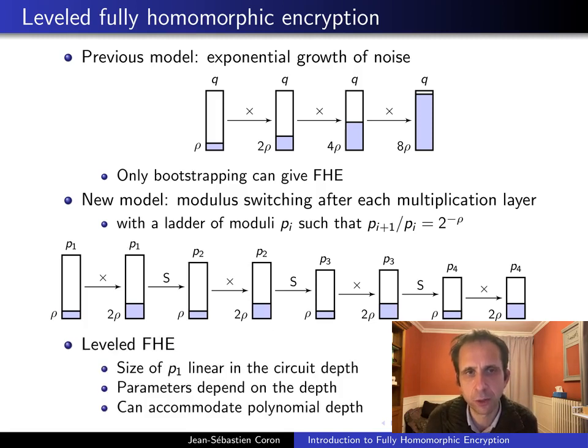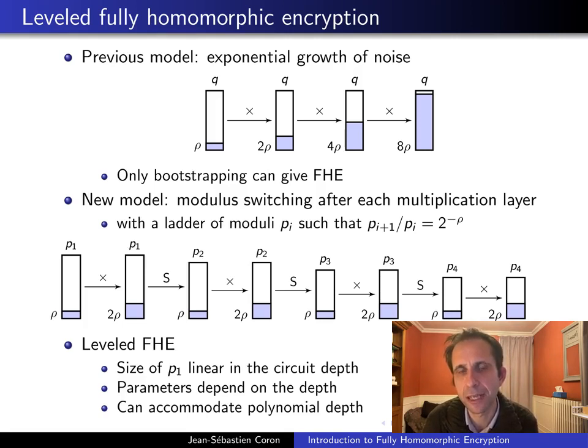And this enables to obtain what we call a leveled fully homomorphic encryption scheme, because what we see in this picture is that the size of the initial modulus P1 is linear in the circuit depth, because for every new layer we reduce the size of the modulus by rho. So this means that if we have a depth which is d, the size of P1 must be linearly proportional to d. And so this means that the number of multiplications that we can perform, or the number of layers that we can evaluate, must be known in advance. And then we compute the parameters as a function of the depth.